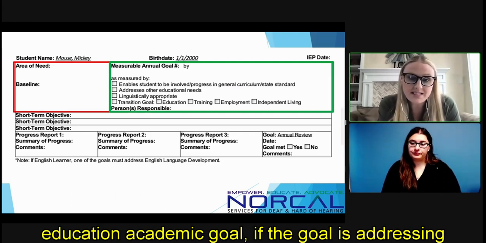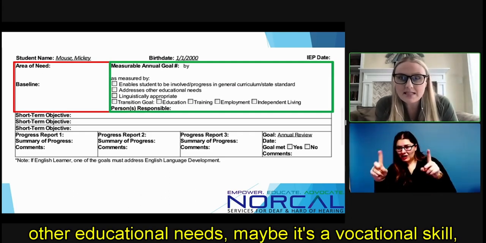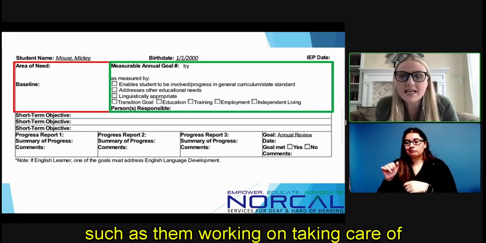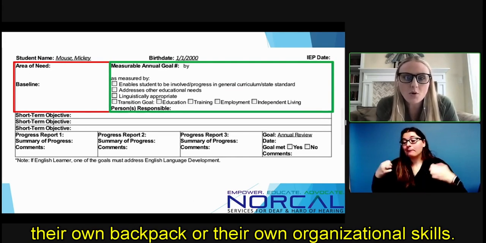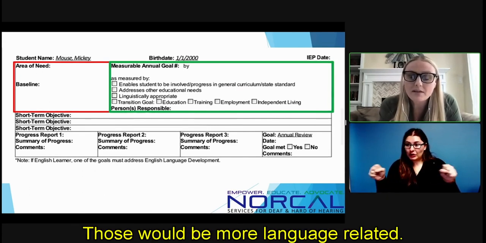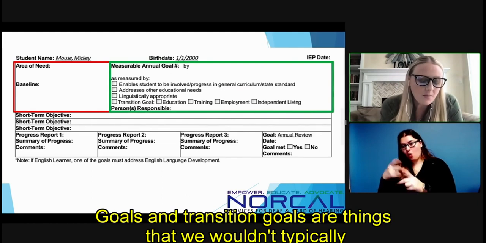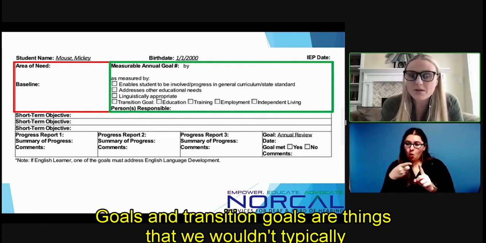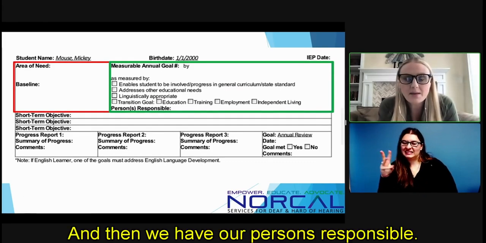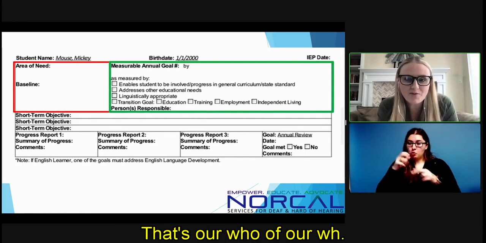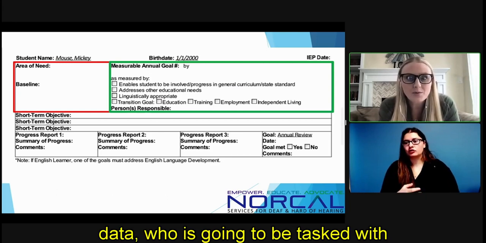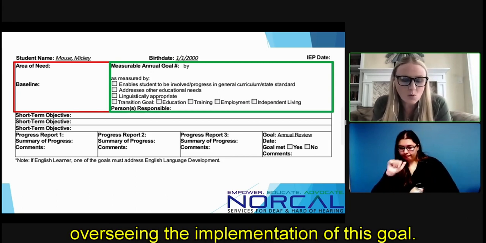If the goal is addressing other educational needs, maybe it's a vocational skill, such as them working on taking care of their own backpack or their own organizational skills. Linguistically appropriate, those would be more language related goals, and transition goals are things that we would typically see in a student that's 16 years or older. And then we have our persons responsible. That's our who of our WH. It's going to list who is collecting this data, who is going to be tasked with overseeing the implementation of this goal.